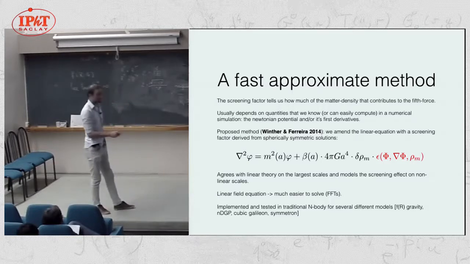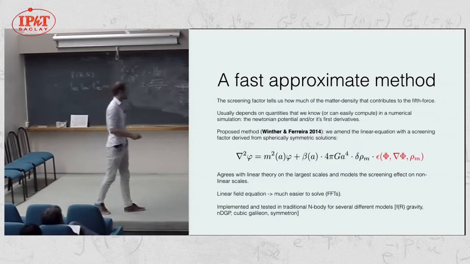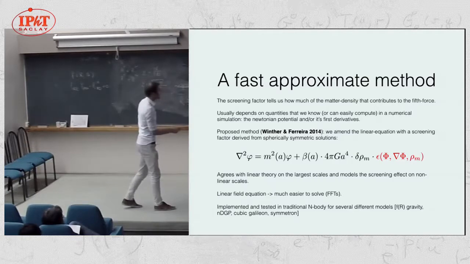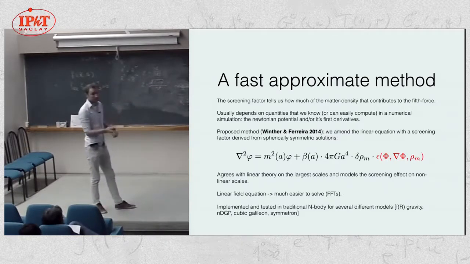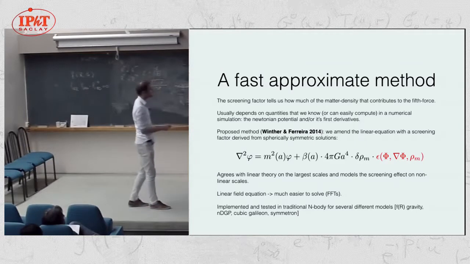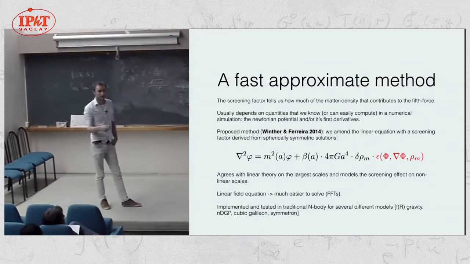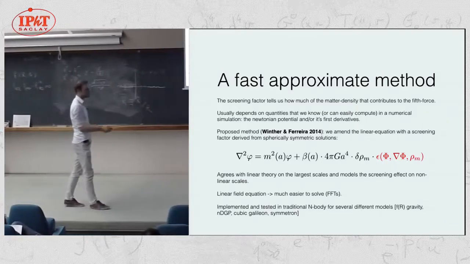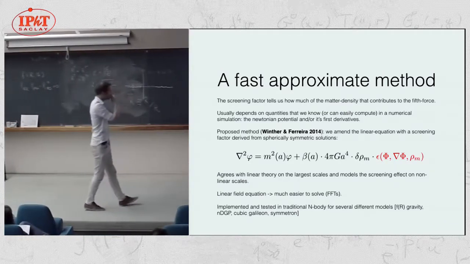Of course, this is just a purely phenomenological way of doing it. So you have to test it and see how well it does by comparing it to proper n-body simulation. But it has some advantages. It agrees with linear theory on the larger scales, and it models the screening effects on nonlinear scales. Another advantage is that it's a completely linear equation in phi, so it's much easier to solve. You can use fast Fourier transforms and solve it just as easily as the Poisson equation.